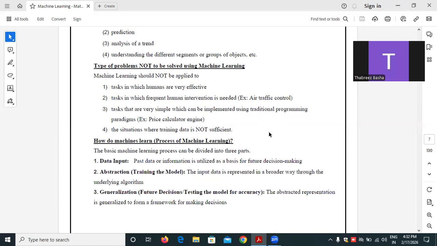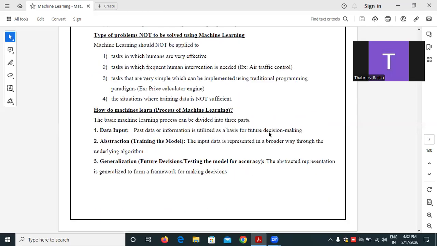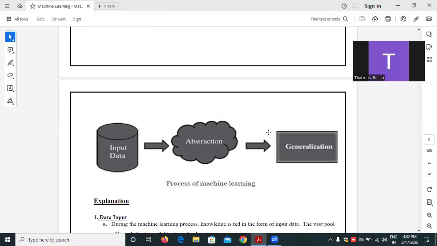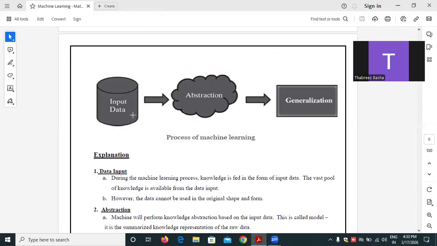The input data is represented in a broader way, the underlying algorithm. The third one is generalization. It is used to make future decisions. The final result is displayed. The abstracted representation is generalized to form a framework for making different types of decisions. The architecture or process of machine learning diagram is input data, abstraction, generalization.